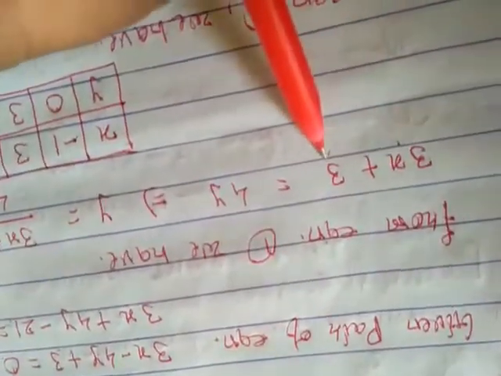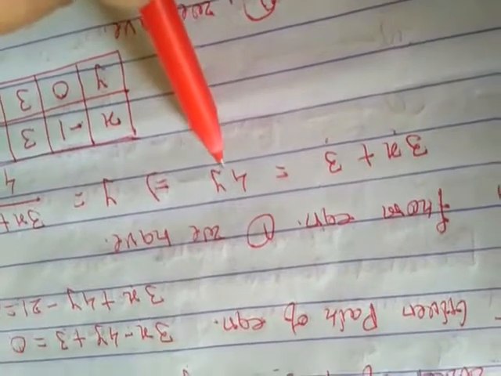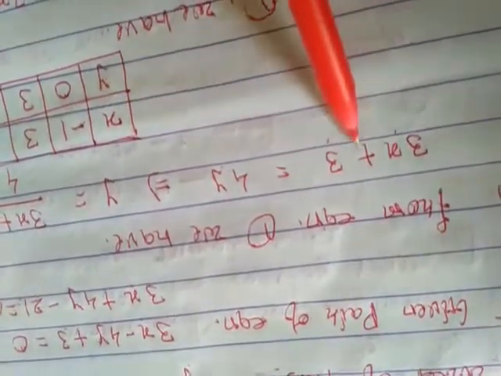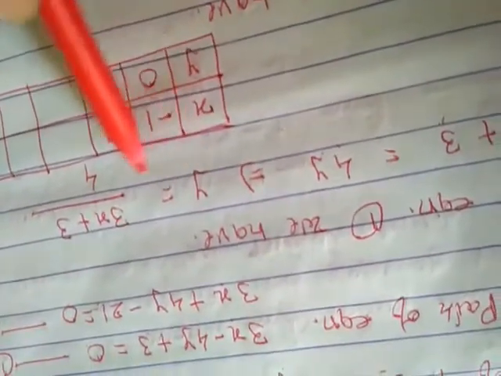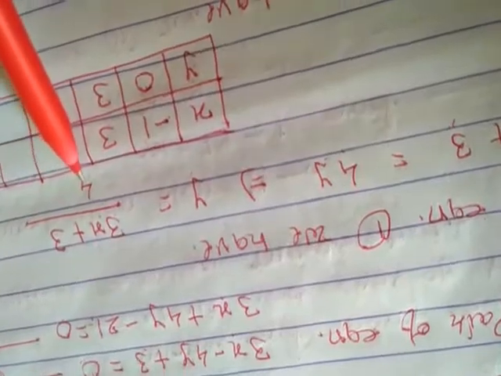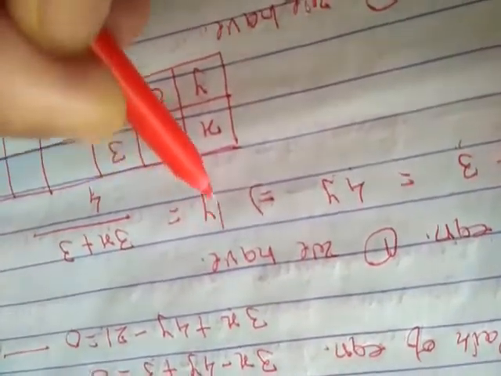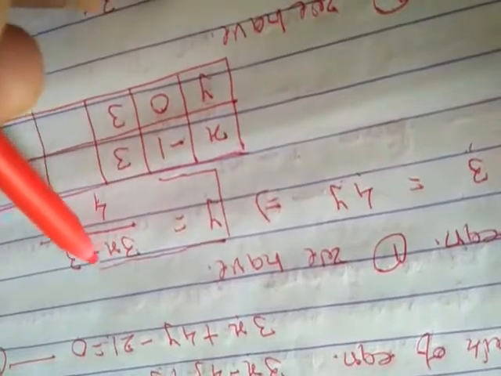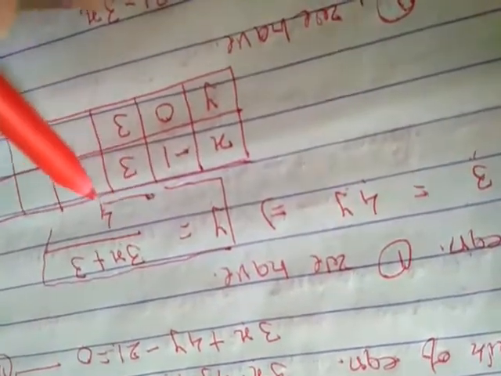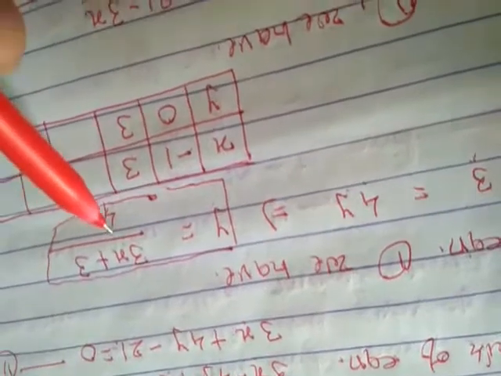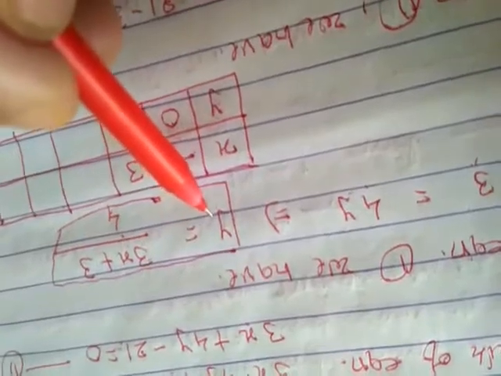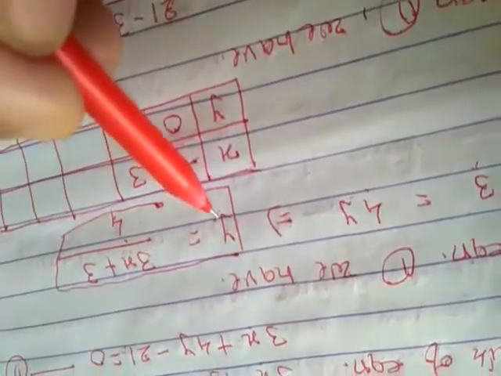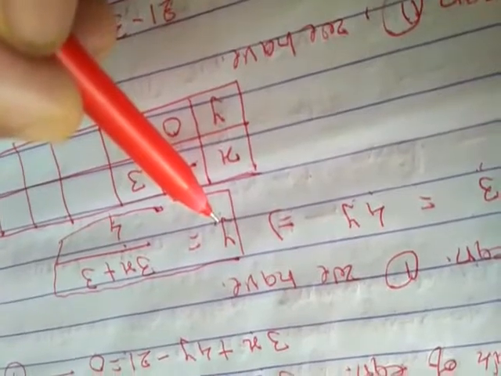3x plus 3 equals 4y, by transposition. From where we can write y equals (3x plus 3) by 4. Here we have expressed one variable in the form of another variable. It means in this equation x is the independent variable and the value of y depends upon x, so y is said to be the dependent variable.